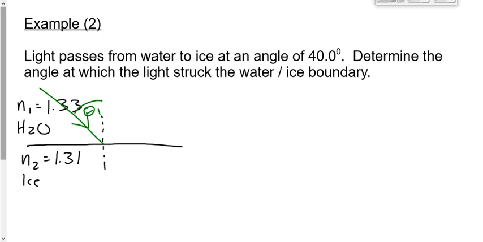Is theta 1 going to be bigger or smaller than 40 degrees? n went down, theta will go up. Theta 1 over theta 2 equals n2 over n1. Remember that equation? So n went down, 1.33 to 1.31. Theta will go up. So we're going to find that theta 2, which is 40 degrees, is bigger than theta 1. Now we've got to solve for theta 1.